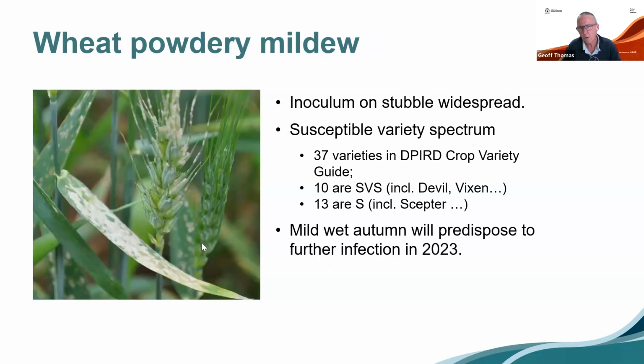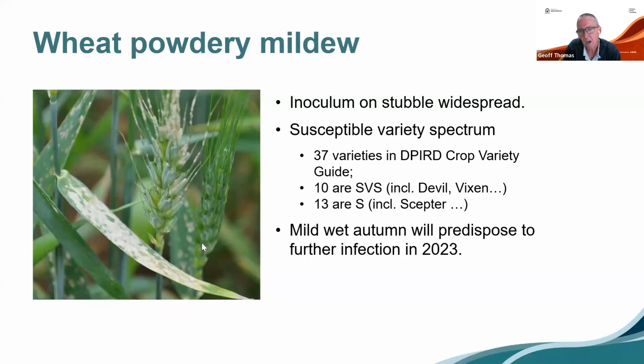If we have a look at wheat powdery mildew, certainly a question that I've been asked quite a bit this year is, what's the outlook for powdery mildew this year? Last year, about 40% of the paddocks we visited had powdery mildew. What we know is that wheat powdery mildew is maintained over summer on stubble and then is transferred onto green plants, so there was plenty of inoculum out there.